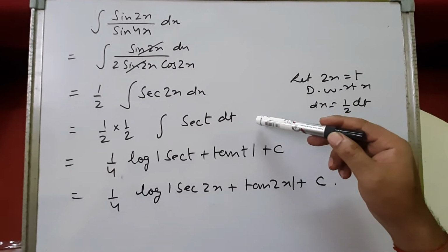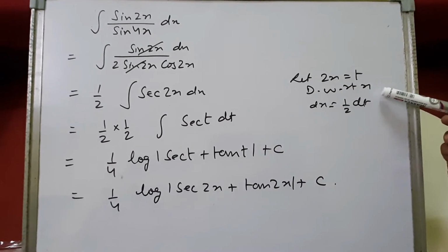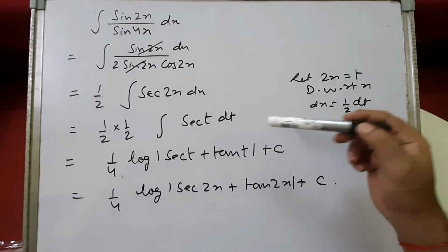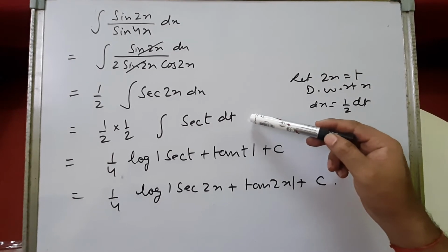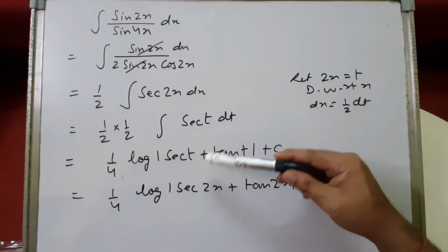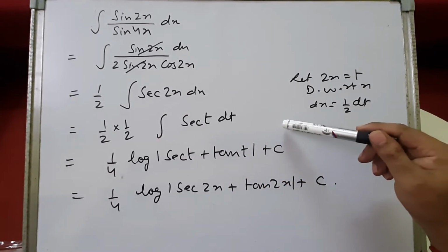So 1 by 2 into 1 by 2, it will become... let 2x be t. Differentiating with respect to x, 2 dx equals dt. So the value of dx will become 1 by 2 dt. So when we substitute 2x as t and dx as 1 by 2 dt, it will become 1 by 4 integration of sec t dt.